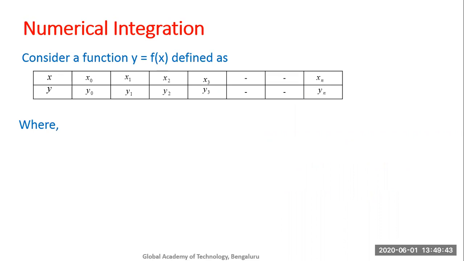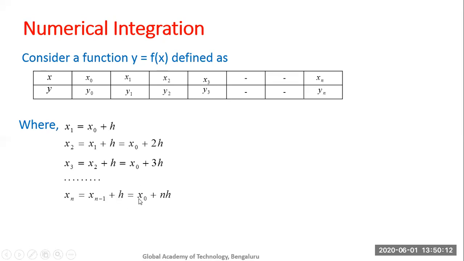With the condition that x1 should be x0 plus some number h, where h we call the step length, x2 should be x1 plus h. So if I replace x1 by x0 plus h, I get x2 as x0 plus 2h. x3 is x2 plus h, that is x0 plus 3h. If I substitute x2 as x0 plus 2h here, I get x0 plus 3h, and so on. xn will become x0 plus n times h. That means the values of x should be equally spaced. The difference between any two consecutive values of x must be the same, which is equal to, say, h.